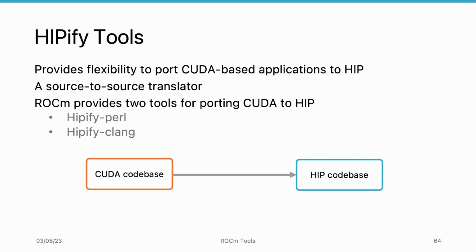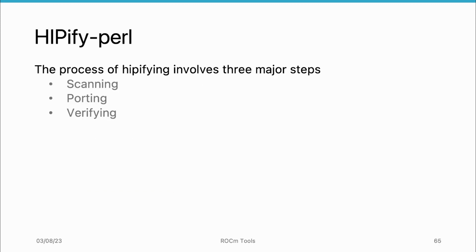These include hipify-clang and hipify-perl. These tools take CUDA source files as inputs and generate HIP files as output, including host-side APIs. The process of hipifying using the hipify-perl tool involves three major steps. First, scanning. The hipify tool scans the codebase to determine what can or cannot be converted to HIP. Secondly, porting. Porting uses the translator to convert the CUDA files to HIP. Finally, verifying. In this step, the converted code compiles and runs.